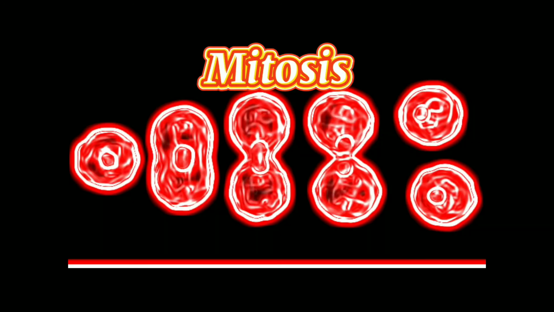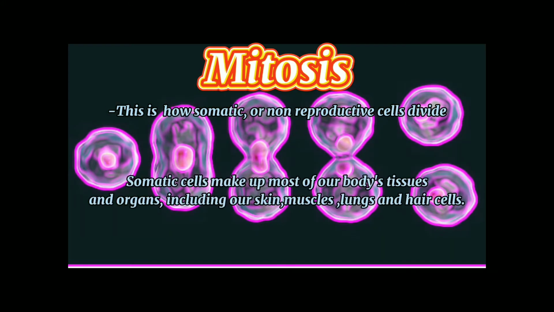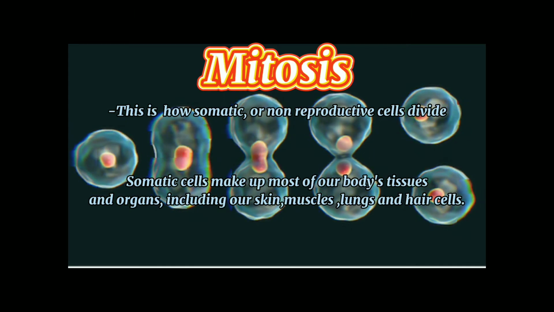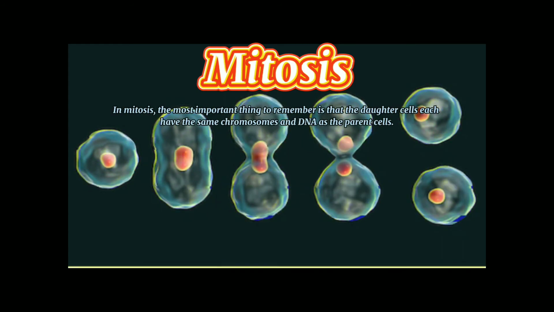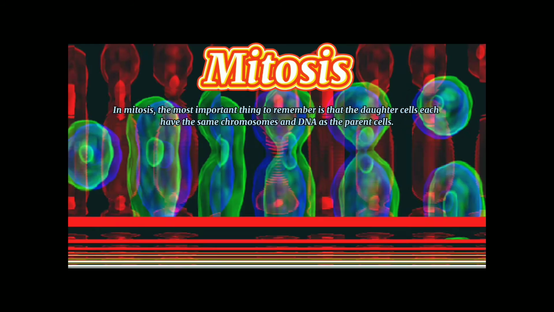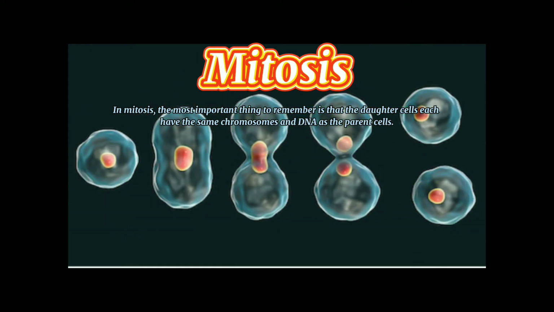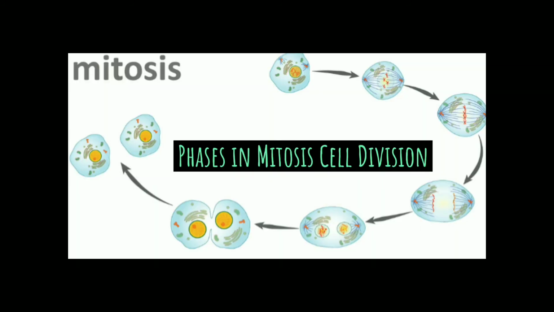Mitosis is how somatic, or non-reproductive, cells divide. Somatic cells make up most of our body's tissues and organs, including our skin, muscles, lungs, and hair cells. In mitosis, the important thing to remember is that the daughter cells have the same chromosomes and DNA as the parent cell. Phases in mitosis cell division.